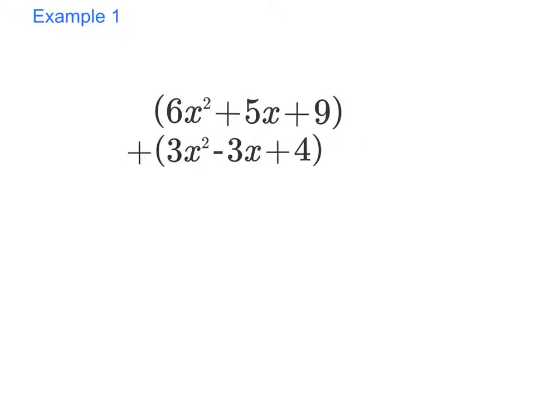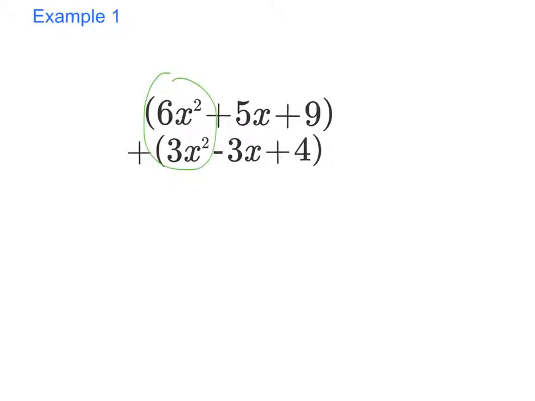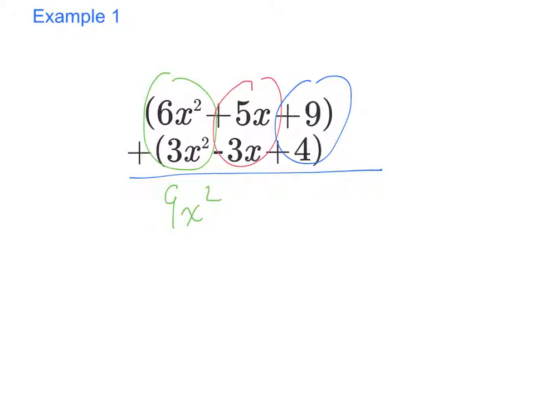And as we see here, we have three different sets of like terms. These are like terms, these are like terms, and these are like terms. So let's just combine them. 6x squared plus 3x squared is going to be 9x squared. And then 5x minus 3x, remember the sign in front is the one that goes with that term. So 5 minus 3 is going to be positive 2x, and then 9 plus 4 is going to be 13.